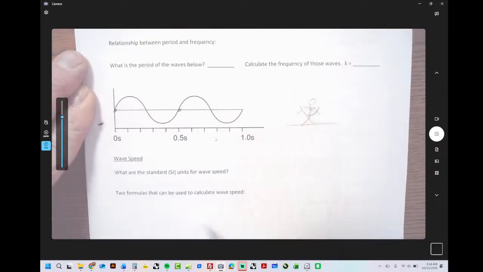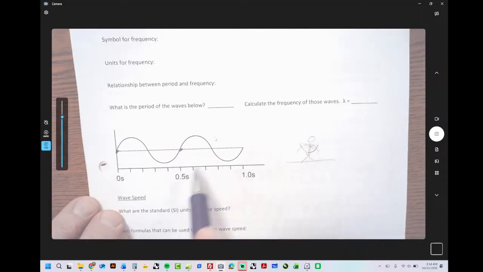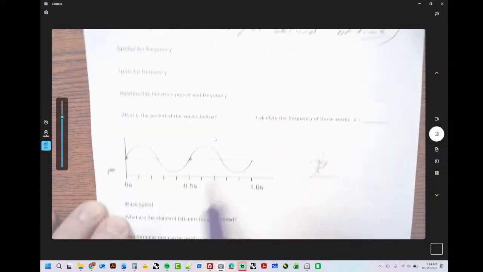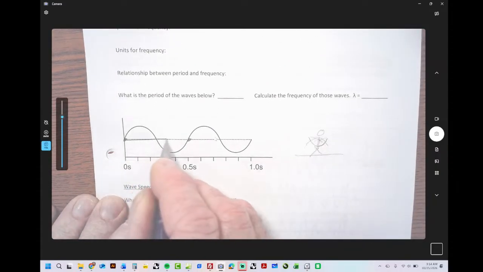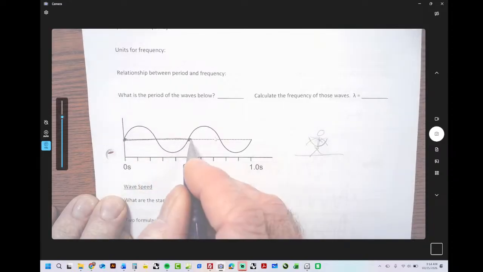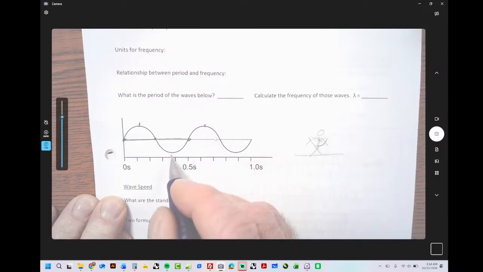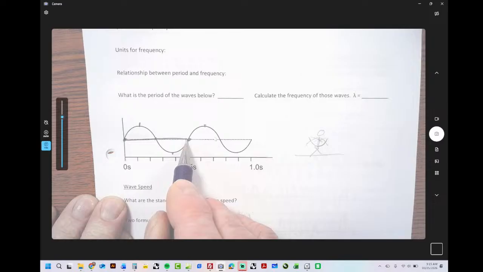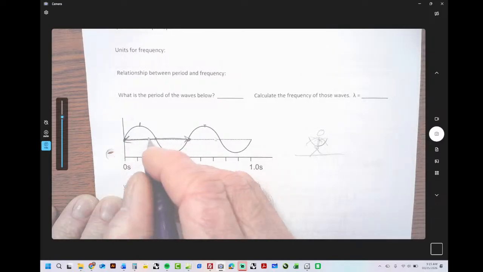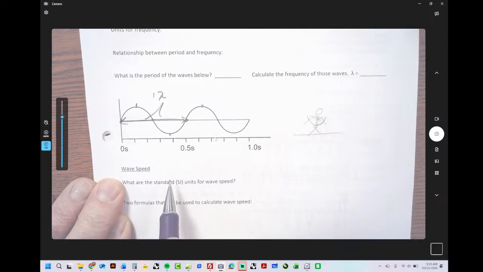What is the period of the waves below? Period would be the number of seconds per wave. So here's one full wave from this point to this point. Or we could go from here to here, or from there to there. But no matter how we do it, about how many seconds is one wavelength? 0.5.